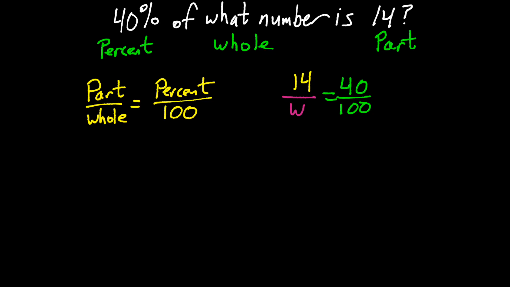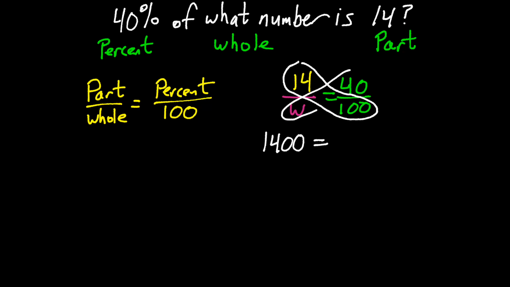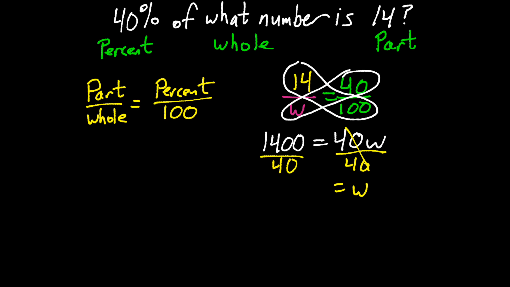And now we cross multiply. 14 times 100 is 1400. W times 40 is 40W. And now we have the setup that we needed, and we can go about dividing by 40. The 40s cancel out, and we have W equals 1400 divided by 40, which is 35. So 40% of 35 is 14.